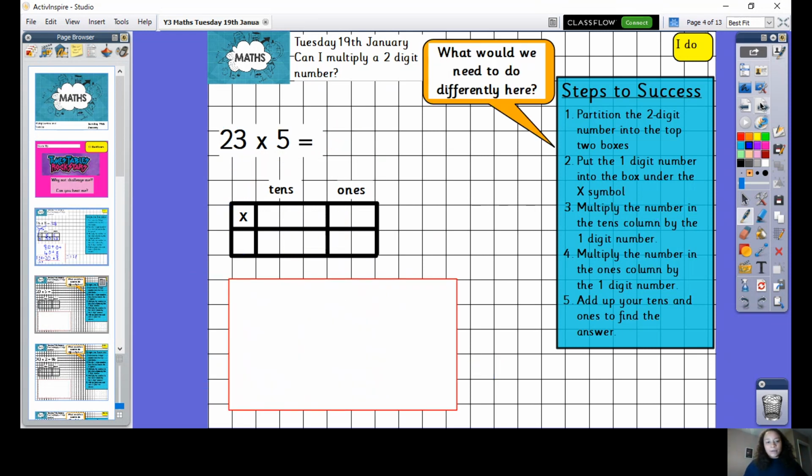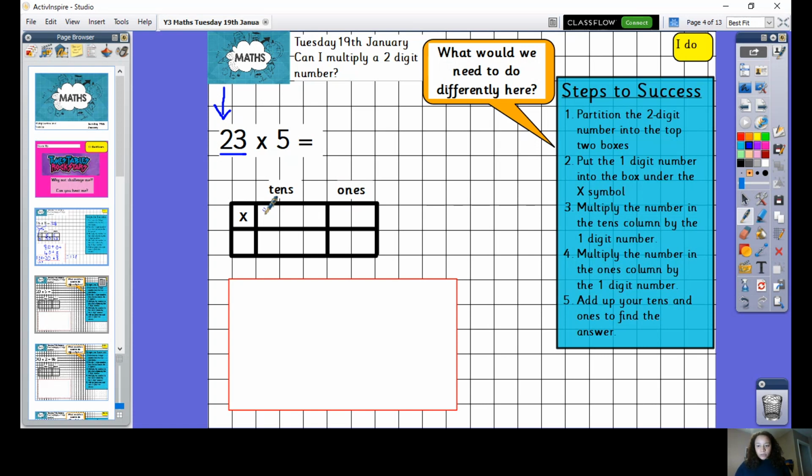I want you just to have a think about what's different here. You may have noticed something is different about this calculation. You might have noticed that here, my tens will not be a 1 this time. It won't be 110. In fact, I've got 2. But the way we work it out is very, very much the same. We still follow the same steps to success.